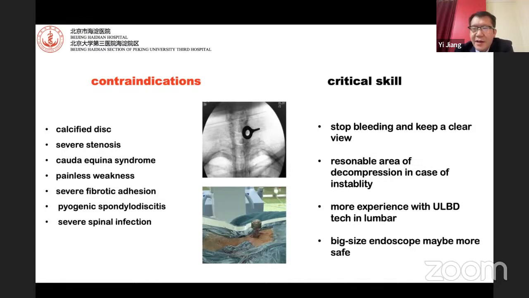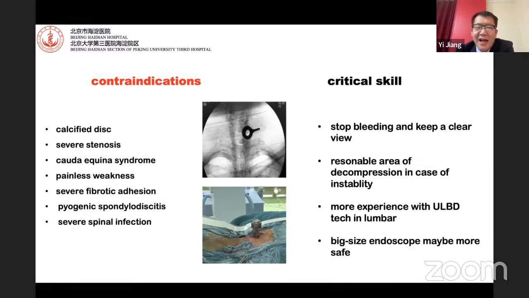It has critical skills. Stopping bleeding and keeping a clear view is very, very important, because you face the spinal cord, not a nerve root, and it's easier to injure. A reasonable area of decompression, especially in cases of instability, is also important, because extra decompression not only leads to instability, but sometimes may injure the artery, the vertebral artery.